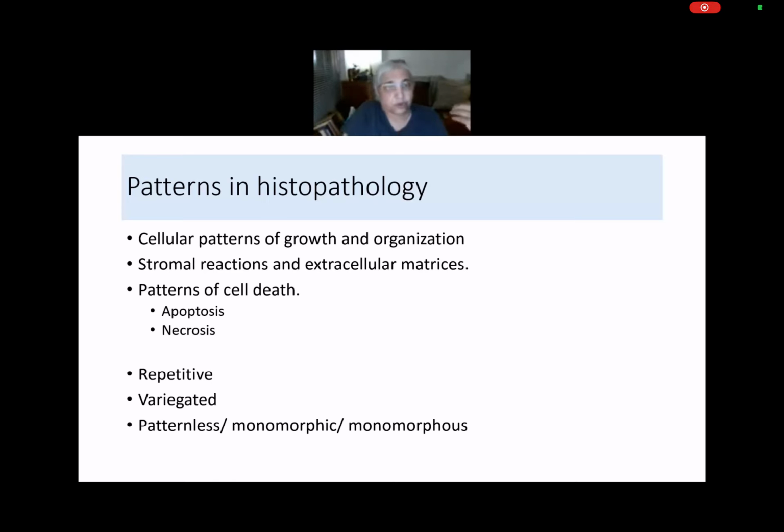I'll talk more about the patterns of cell growth as well as of stroma. Now, these patterns can be repetitive, and we need a certain amount of repetition, as I said right in the definition of what is a pattern. Otherwise, it is not a pattern. Now, that repetitive pattern can be patchy, in which case you get variegated patterns, different patterns in different places. Or, as I said, you can get something that is patternless, because there is no repetition at all. You just see the same thing right throughout.